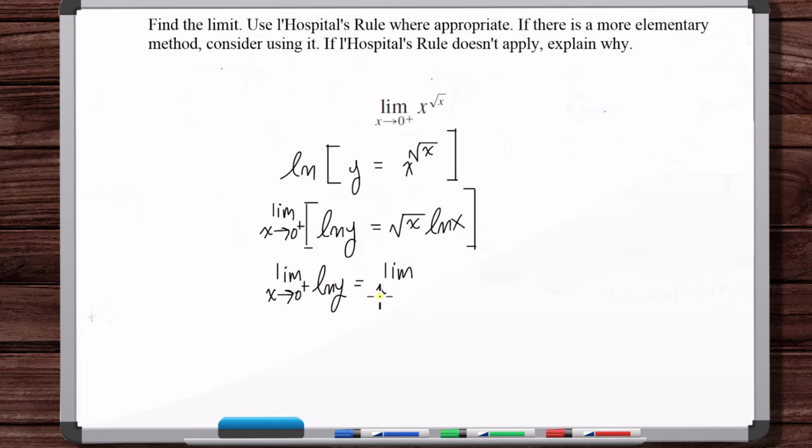is equal to the limit as x approaches 0 from the right of root x natural log of x. Okay. This goes to negative infinity. This goes to 0. So you have 0 times negative infinity. Indeterminate products. How do we solve indeterminate products? We rewrite the products in quotient form.